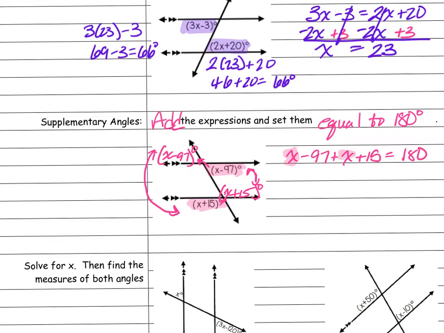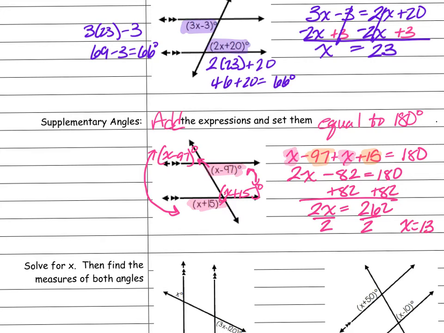So I'm going to add my like terms here. So there's one like term, and then these two are like terms. So I get 2x, and then negative 97 plus 15, negative 82, equals 180. Add 82, so 2x equals 262, divided by 2. x is going to equal 131.